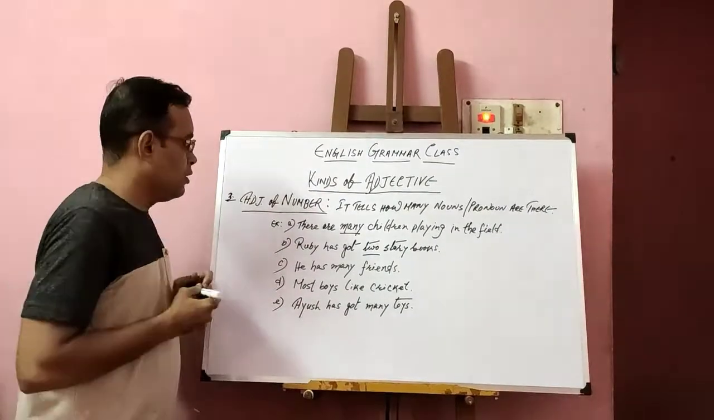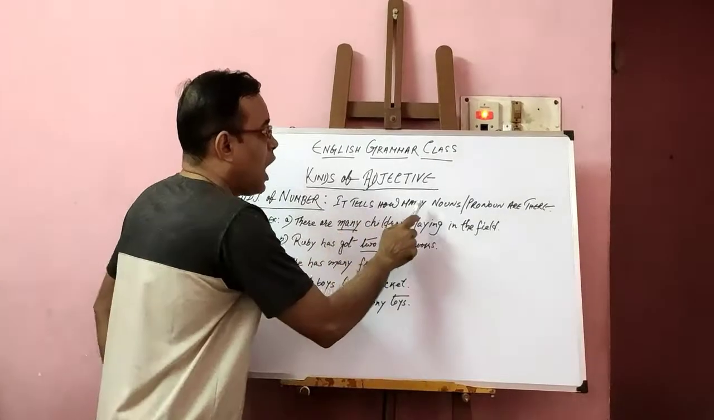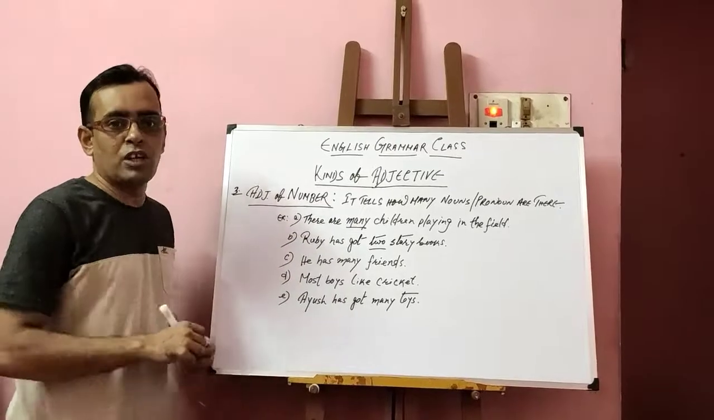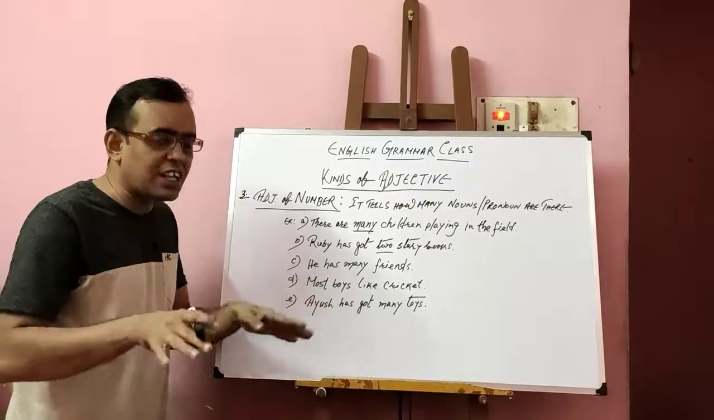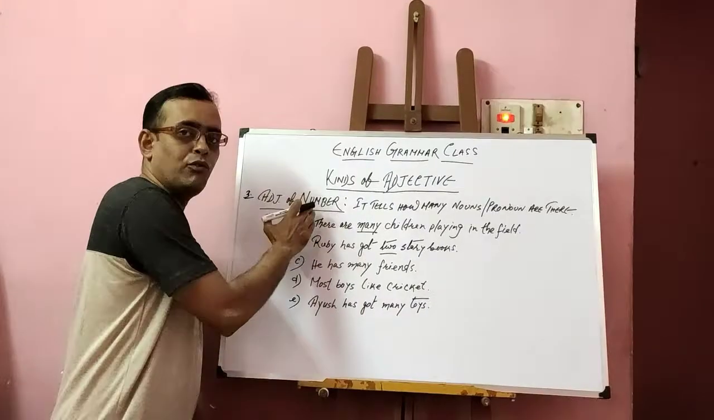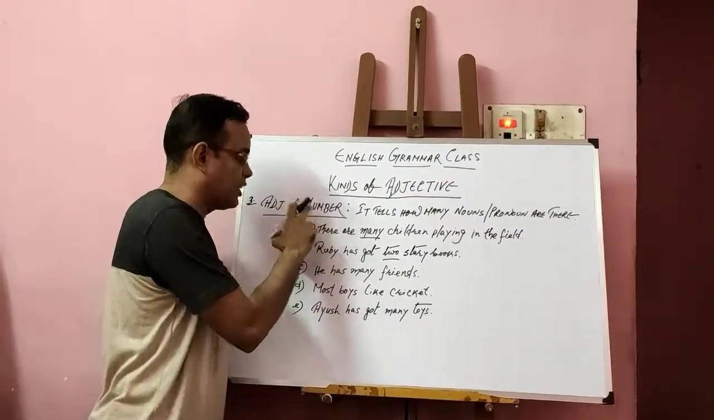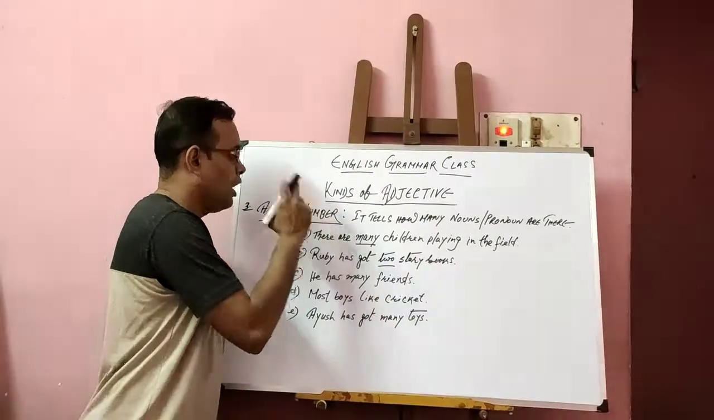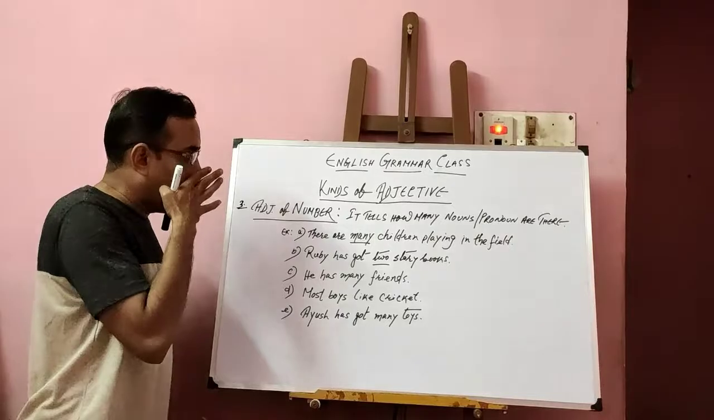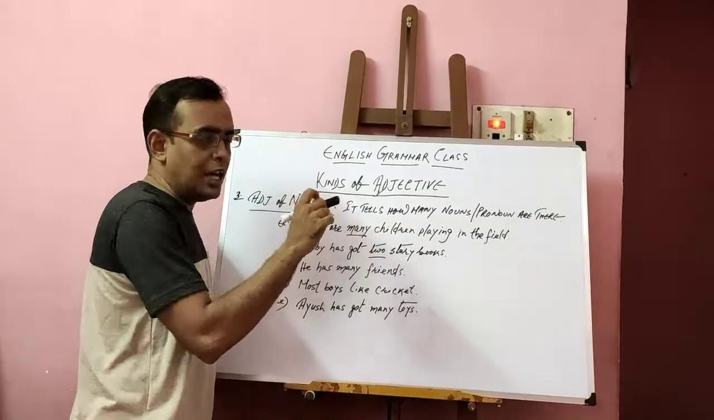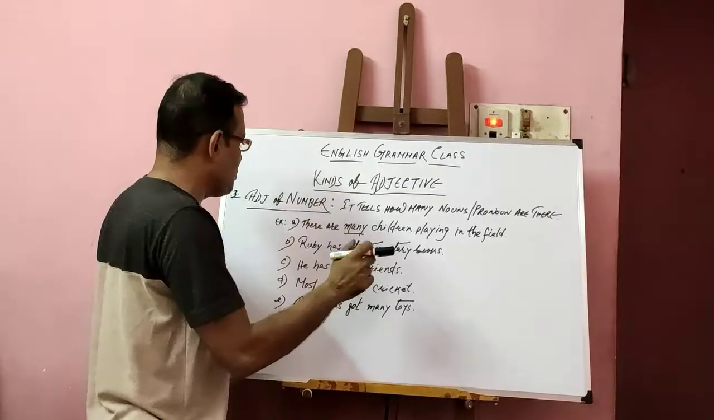Adjective of number tells how many nouns or pronouns there are, how many things there are. So we can count it. The nouns that can be counted will go for adjective of number. That which cannot be counted will go for adjective of quantity. So how many nouns are there? Whatever answer we get must be an adjective of number.